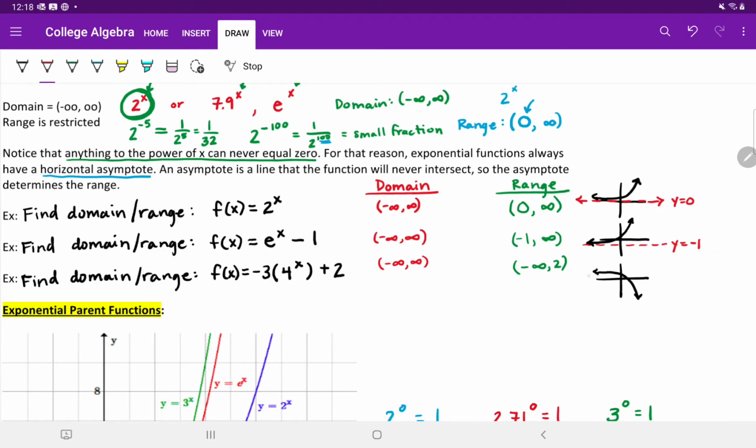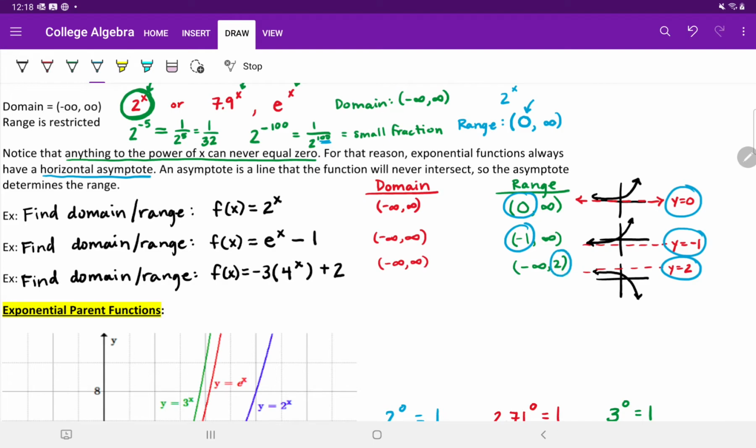So we'll have a horizontal asymptote at +2, and that informs our range as well. So take a look at these numbers. I'm going to circle them for us. Our asymptote is at y equals 0, which means our range starts at 0. This asymptote is at y equals -1, which means our range starts at -1. And this asymptote is y equals 2, because our range ends at 2.